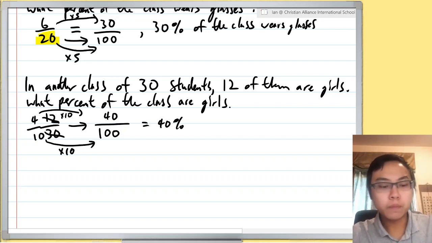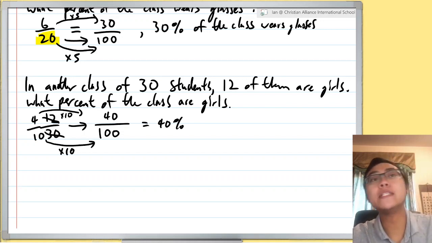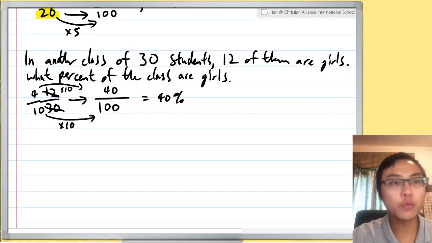Now, this only happens because 30 can easily divide by 3 into 10, and 10 can easily multiply into 100. But what is the other way? What if it doesn't really work that well? So what we have to do is divide by long division.